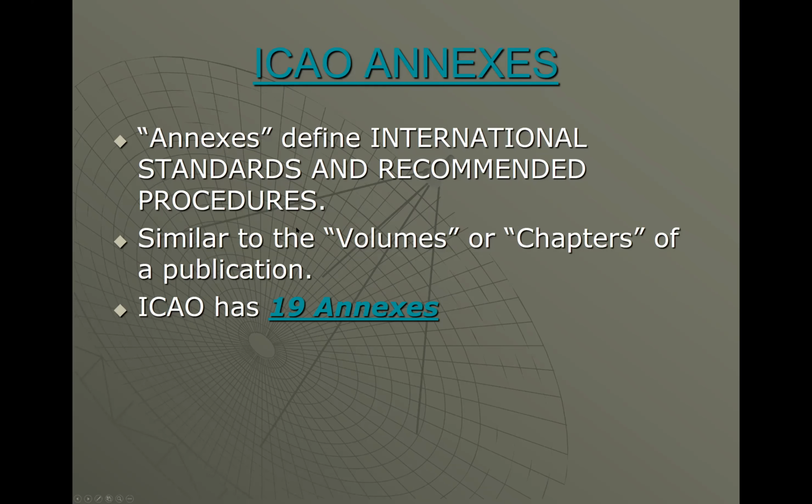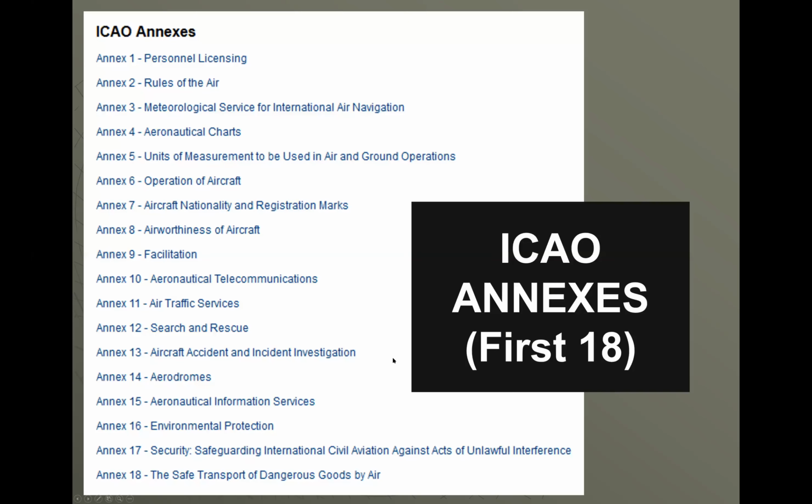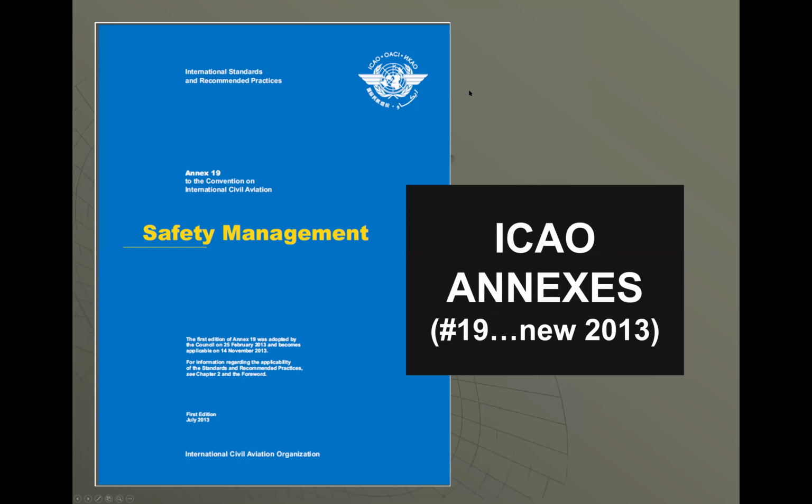ICAO annexes are basically like volumes or chapters in the publication of the PANS Ops. And here's all 19 annexes on the link, but I'll show you a couple of them. This is a standard numbering. If you want to look up, say, aeronautical charts, kind of like the AIM, Annex 4 is where you go. Airworthiness is Annex 8, very similar to FAA. I think the FAA ripped all this off from ICAO, honestly.